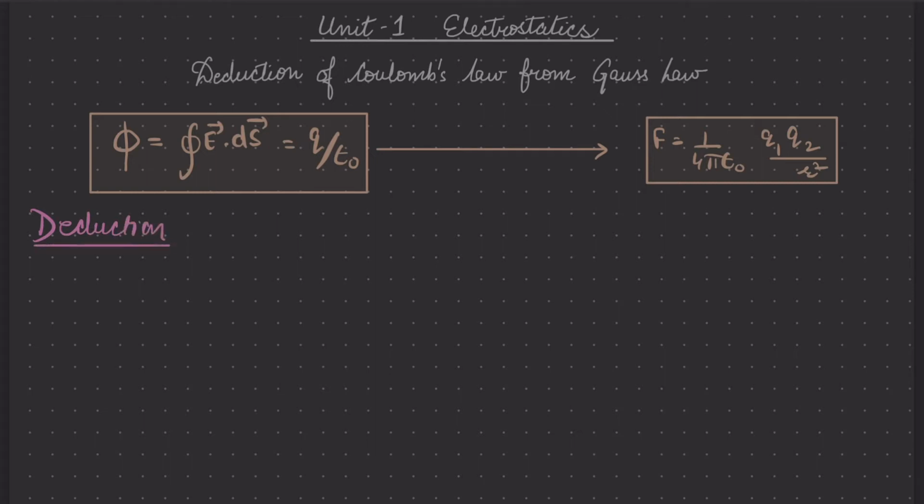And first of all, we need a charge, and I have considered a unit positive test charge. It is not a unit charge, it is plus q charge. And now I need to consider a Gaussian surface. Let us make a Gaussian sphere of radius r.